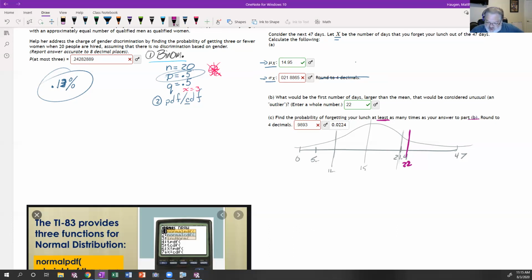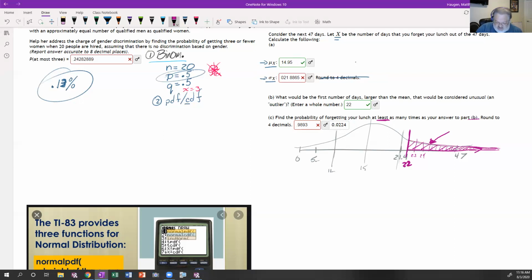So that's our 22. So we want to be at least 22, which means we need 22, we need 23, we need 24, and so on all the way up to 47, right? So we want this range. But just like the tools in chapter 7 that we're going to talk about, our CDF tool doesn't do "and upward," it does "and downward," right? So we're not going to directly find this probability.